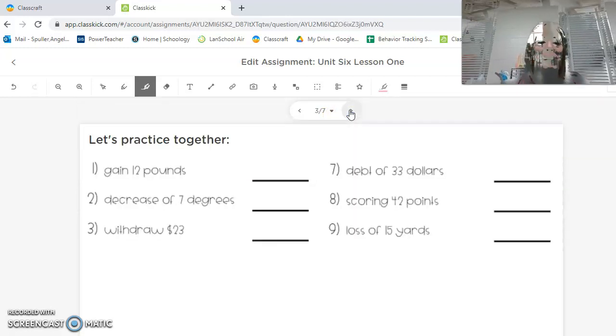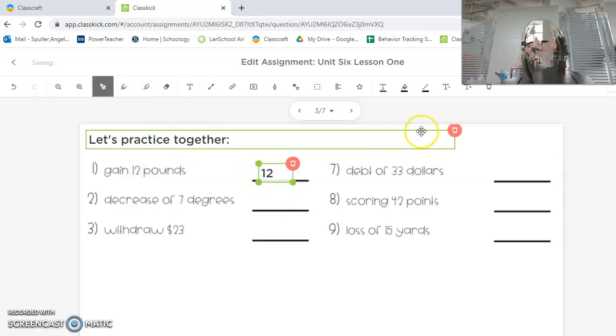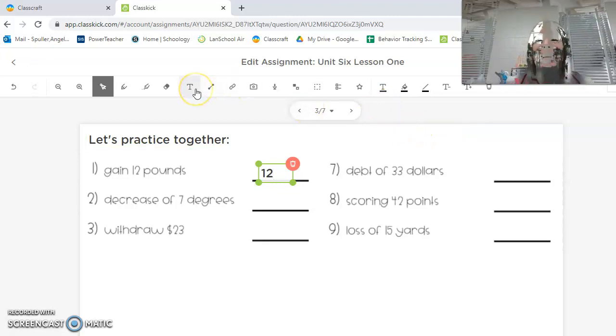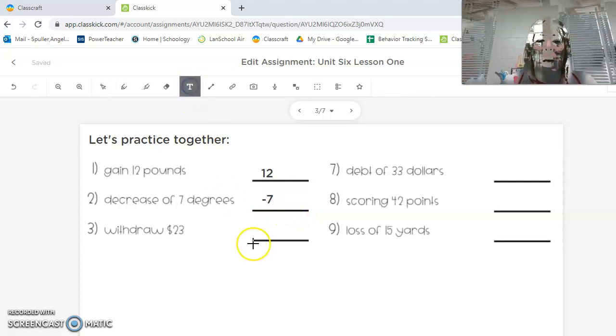Okay, so let's practice. Here we have the word gain. Gain 12 pounds. Well, if we're gaining 12 pounds, we are adding on to 12, right? We have a number and we add 12, we get more. So it's positive because we're getting more. Okay. If you decrease of 7 degrees, you're losing it. So -7.